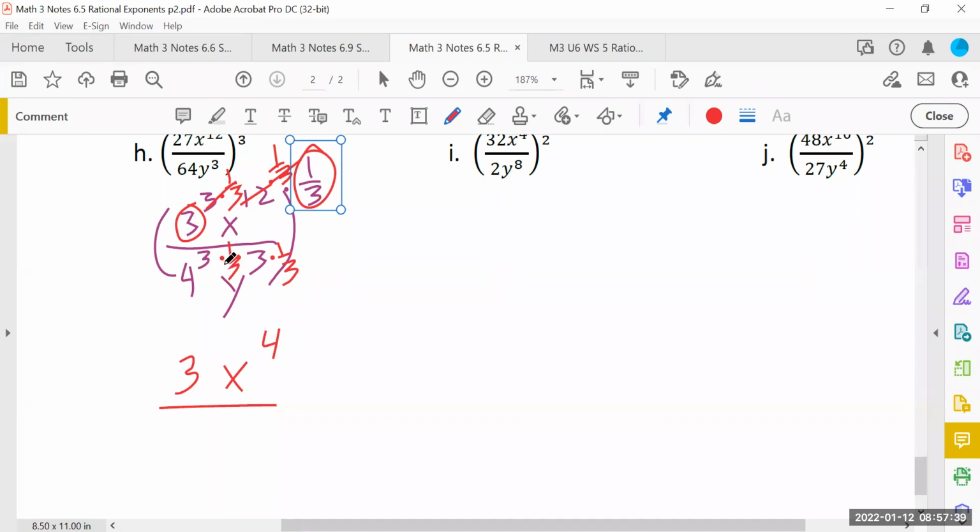On the bottom here, 3 times 1/3 cancels out. I'm left with just 4. 3 times 1/3 cancels out. I'm left with just y. That would be one way to do that problem.